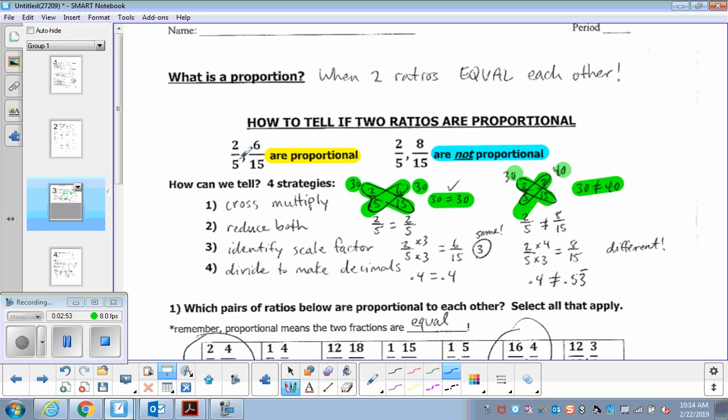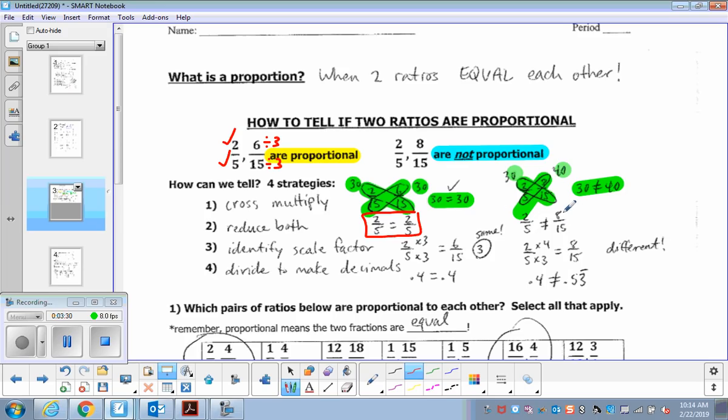So when we go back to the 2/5, it's already reduced. Now let's reduce 6/15. The greatest common factor of 6 and 15 is 3. So if you divide this by 3, you get 2. And if you divide this by 3, you get 5. So 6/15 reduces, and when we reduce both fractions, we can see that 2/5 will reduce to 2/5. So yes, they are proportional. Now the other fraction, however, 8 and 15, it's already reduced, and we can see that 2/5 does not equal 8/15. The fractions aren't the same, so once again, no, they're not proportional.